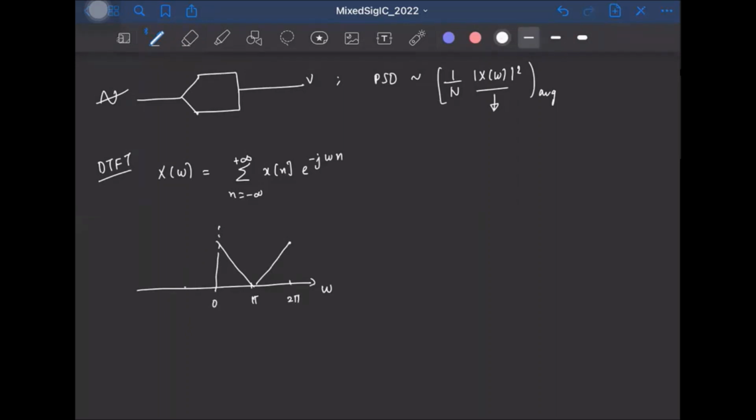So the first problem is that if we observe this frequency variable omega, it is a continuous variable, so it can take any value from 0 to 2 pi. To find this discrete time Fourier transform, we need to do this computation for all values of omega from 0 to 2 pi. This obviously is not possible to do in practice. So the first problem is that omega is a continuous variable.